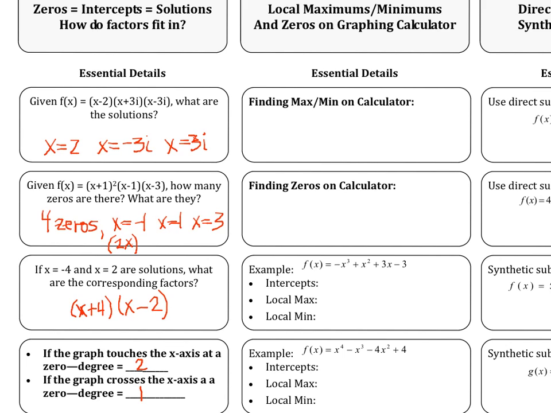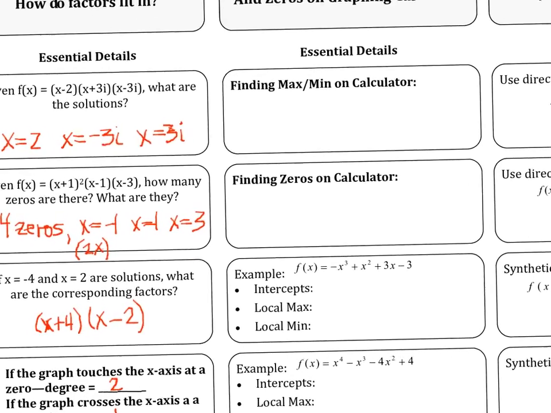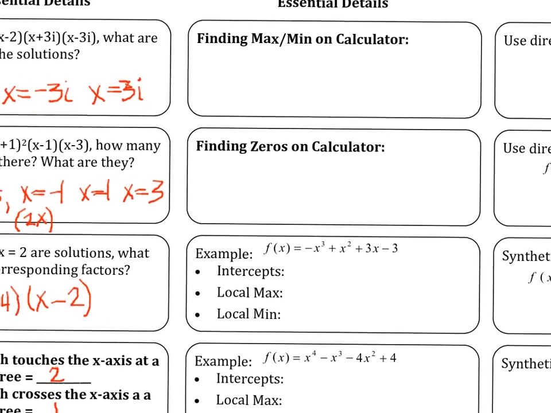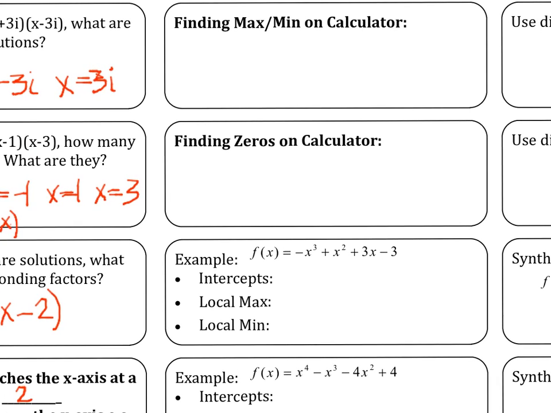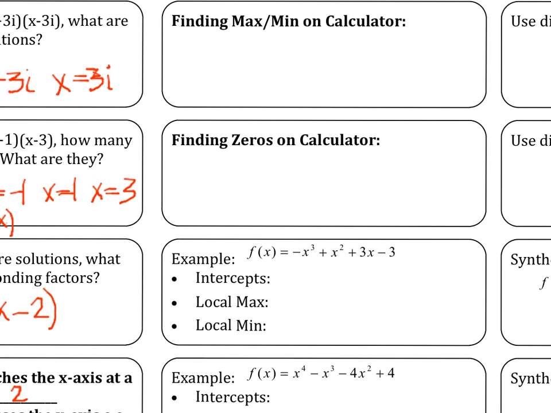All right, let's look next at our local maximums and minimums and zeros on our graphing calculator. I'm going to give you the rules that you need to follow. You should write these down, and then tomorrow in class we'll actually use them in your graphing calculator so you'll have the chance to make sure that you can do this correctly. You can try it on your own tonight, but we'll definitely have the chance to ask questions about this, but at least you'll have the directions written down first.